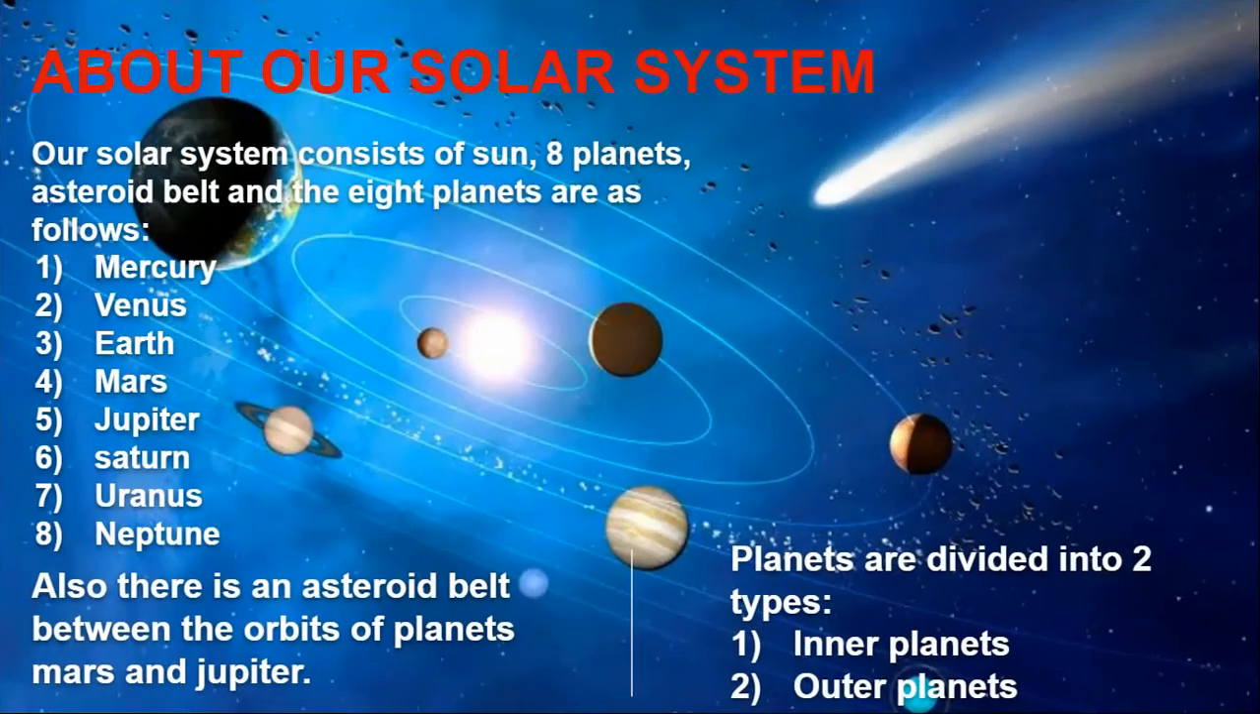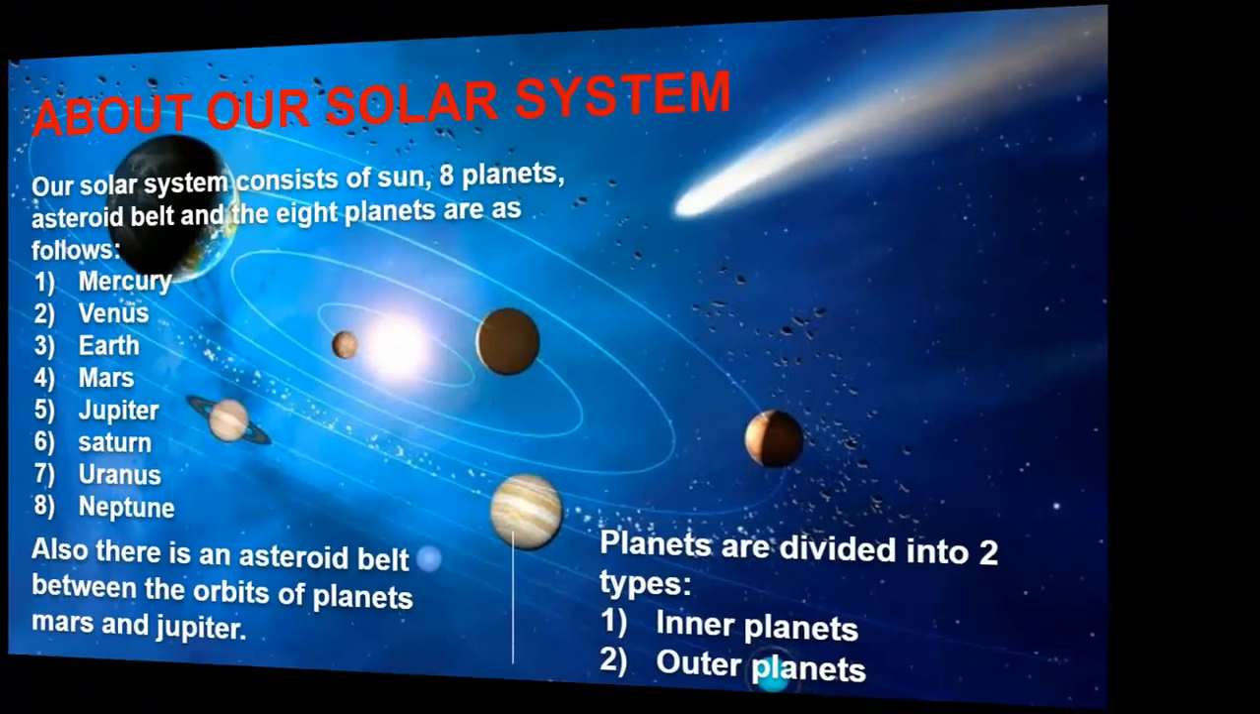About our solar system. Our solar system consists of the Sun, 8 planets, and an asteroid belt, and the 8 planets are as follows: Mercury, Venus, Earth, Mars, Jupiter, Saturn, Uranus and Neptune. Also, there is an asteroid belt between the orbits of planets Mars and Jupiter. Planets are divided into two types: inner planets and outer planets.